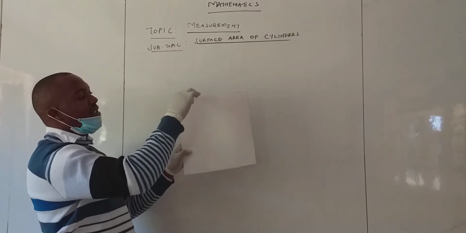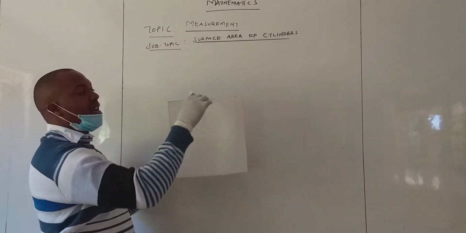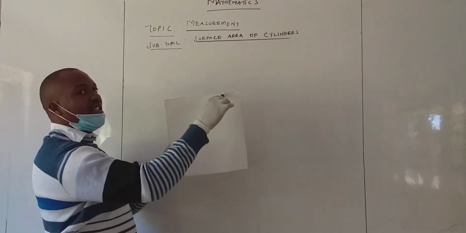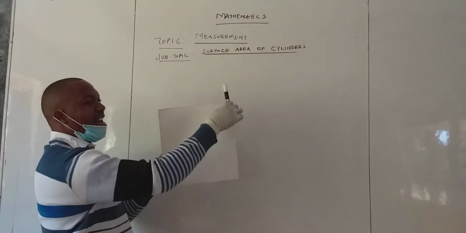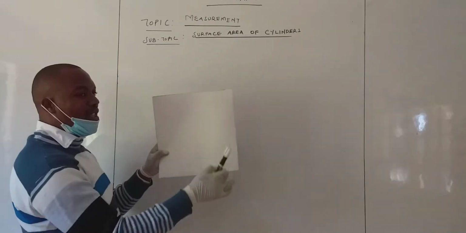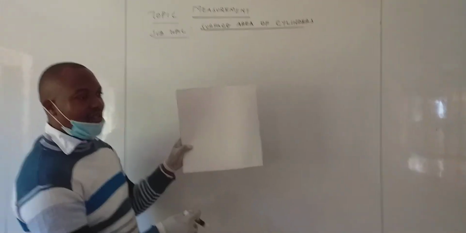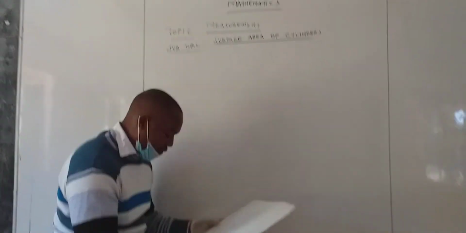Now you can see this length here. This length has come from the circle, and the length from the circle is known as the circumference. And then we have the height. The height now becomes the width of our curved surface.